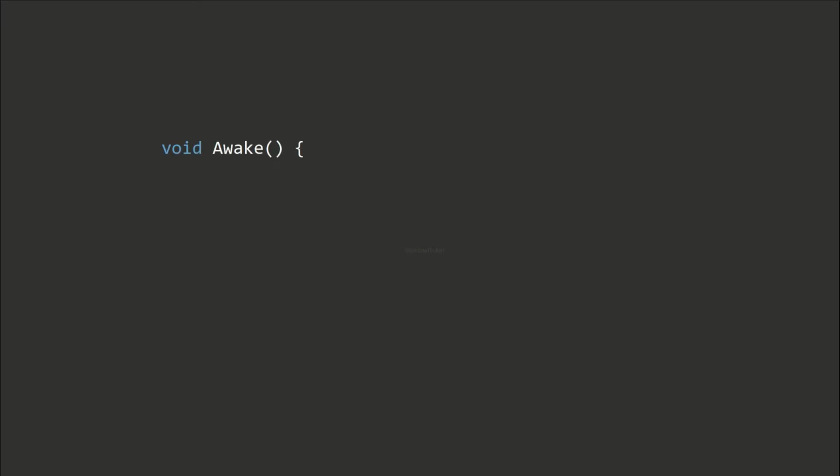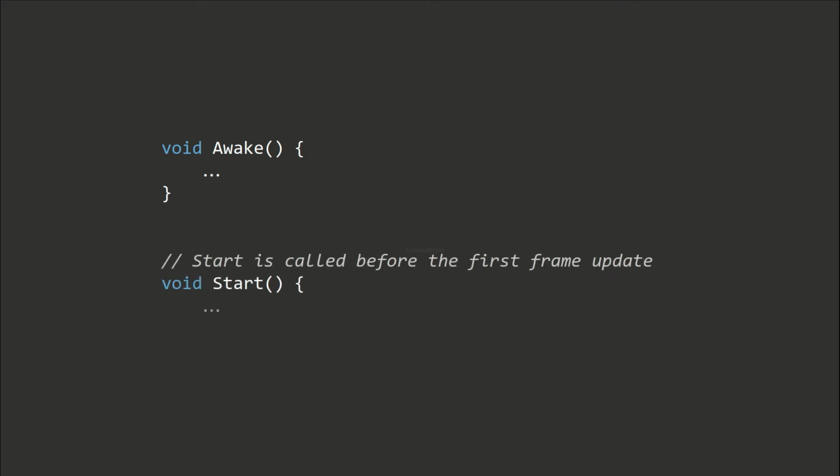Let's look inside a class. There are a few predefined functions, or voids. The Awake and Start functions are called when the script is first started. Awake is called first, then Start comes next. We usually perform initialization in these functions.